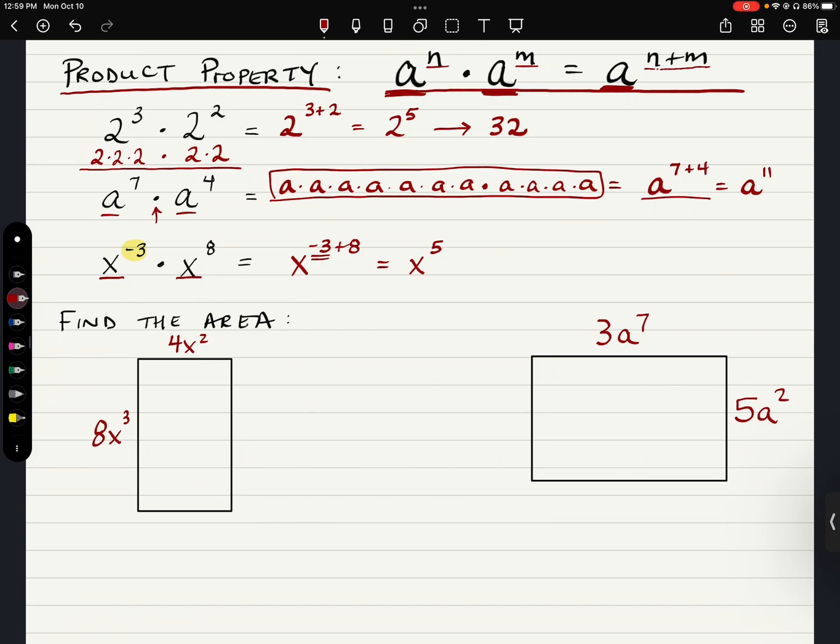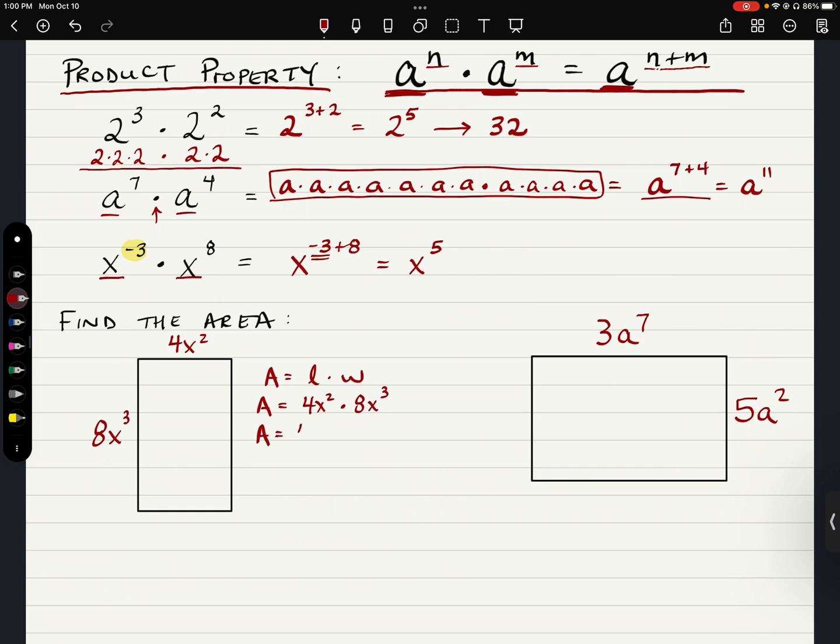All right, the next one says find the area. We have 8x to the third, and we have 4x squared. So again, we know that area is going to equal length times width. So our area here is going to be 4x squared times 8x to the third.